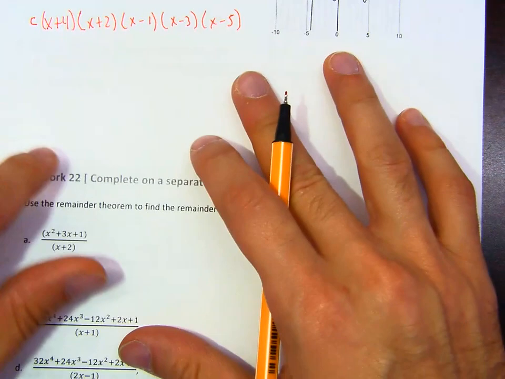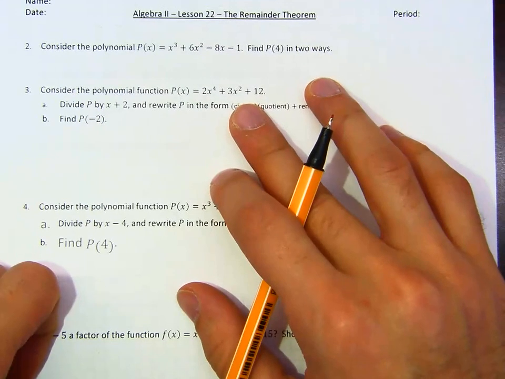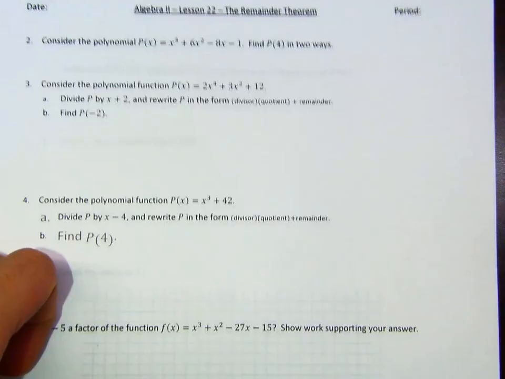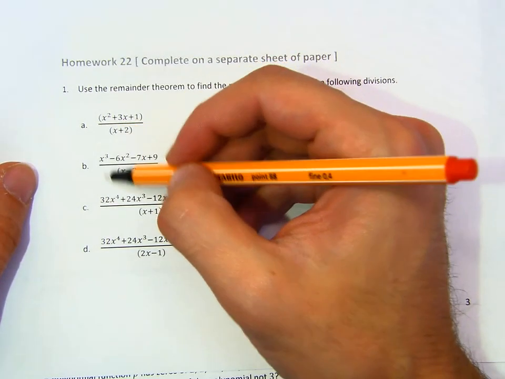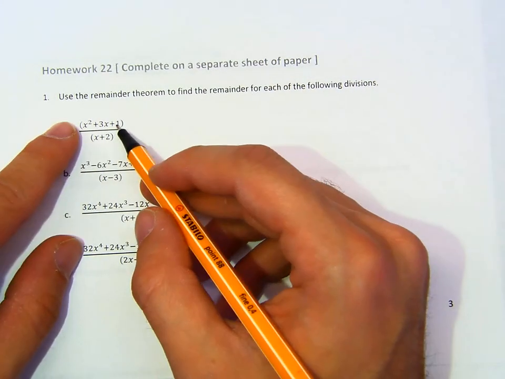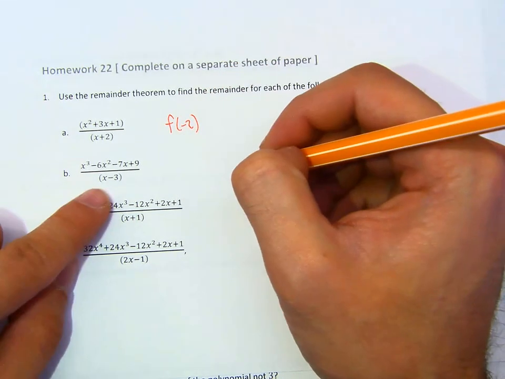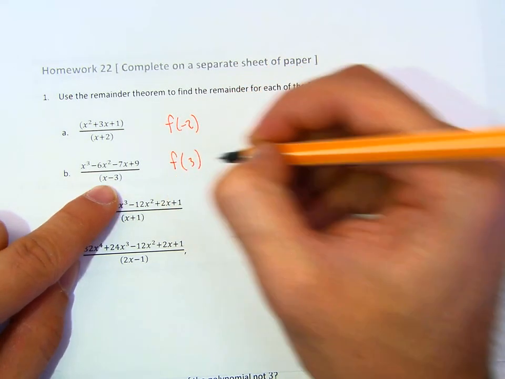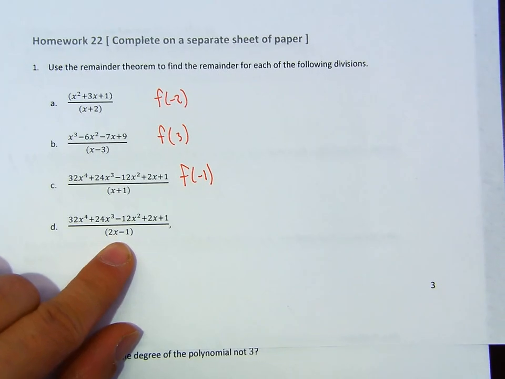What I want you to do is try and do the rest of the packet. This is the remainder theorem. Like yesterday, this was your homework. You did A, B, C, D, and that wasn't too bad. Like here, what did you plug in on top? You did f of -2. Here, what did you do? You did f of 3. Here, what did you do? You did f of -1. Now here, what do you do for this one?